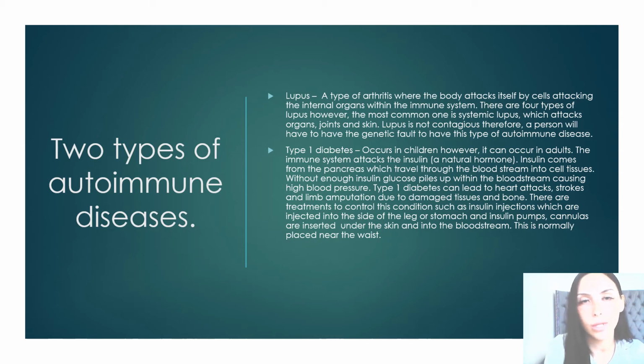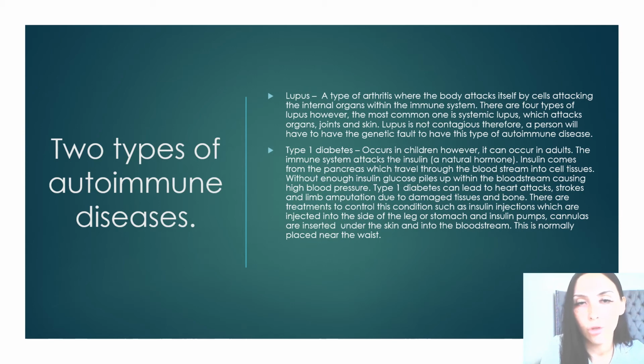We also have type 1 diabetes, which occurs in children, however it can occur in adults. The immune system attacks the insulin, which is a natural hormone. Insulin comes from the pancreas, which travels through the bloodstream and into cell tissues. Without enough insulin, glucose levels pile up within the bloodstream, causing high blood pressure. Type 1 diabetes can lead to heart attacks, strokes and limb amputation due to damaged tissues and bone.